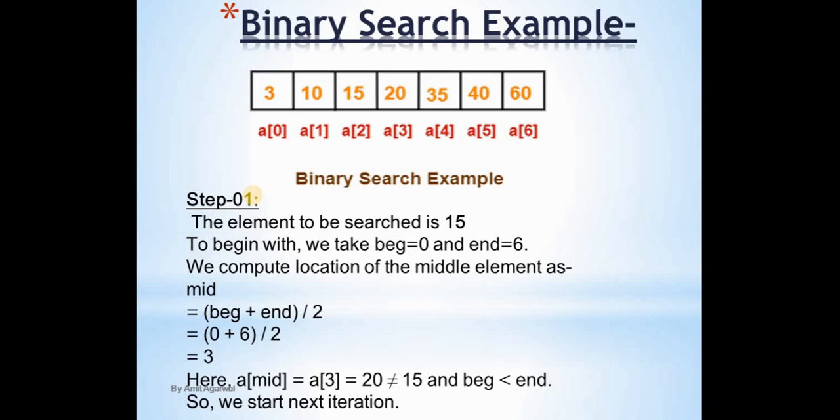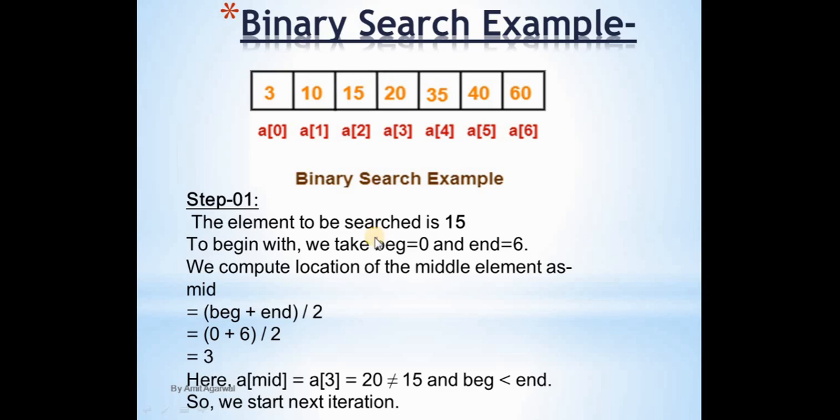So now let's move on to a simple example. Let's say we have an array 3, 10, 15, 20, 35, 40, 60. It is sorted as you can see, and below that the indexes are given. Means A0, A1, A2, A3, A4, A5, A6. These are all the indexes. Now let's say we have to find the element 15. Means we have to find if in our array 15 is there.